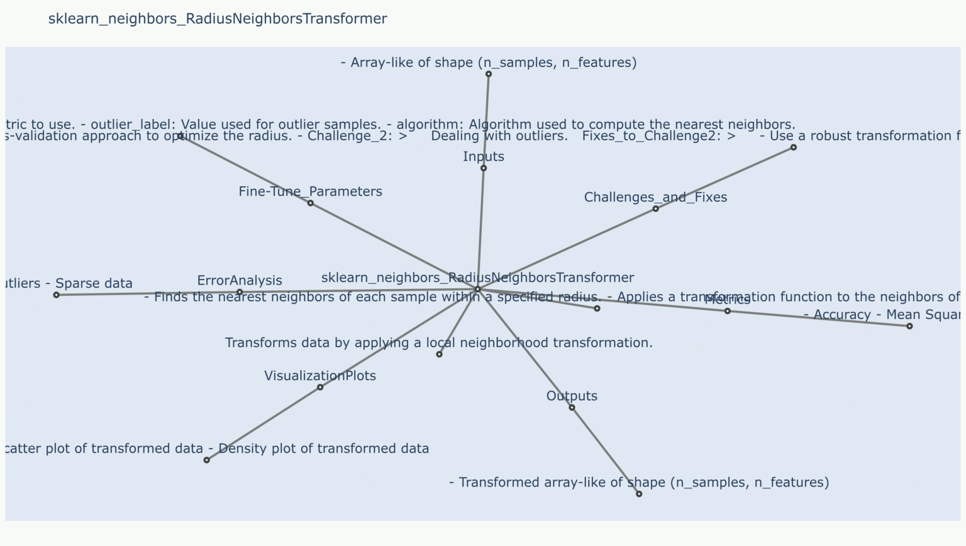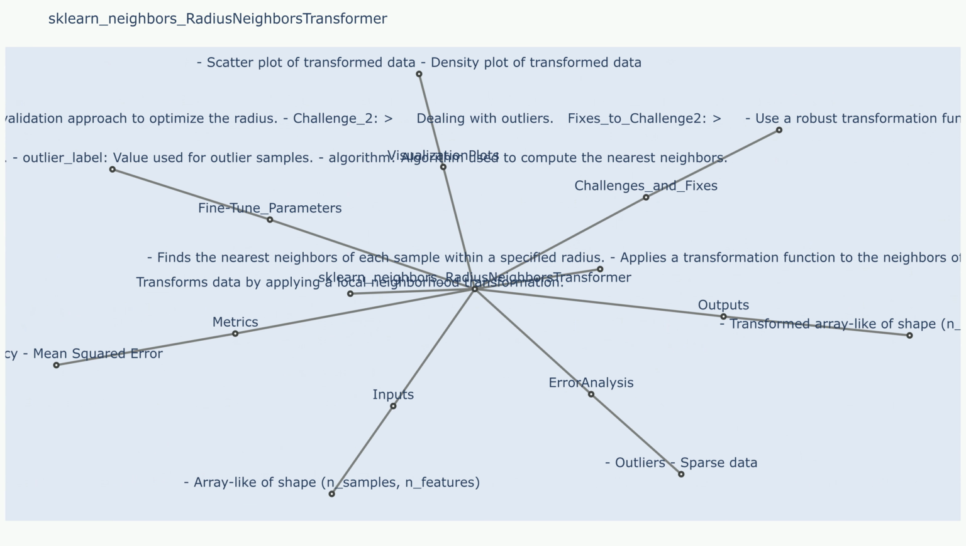Metrics. Mean squared error, MSE. This metric measures the average squared difference between the original and transformed data points. It can be used to evaluate the performance of the radius neighbors transformer in terms of data reconstruction. Root mean squared error, RMSE. This is the square root of the MSE and provides a more interpretable measure of the average difference between the original and transformed data.